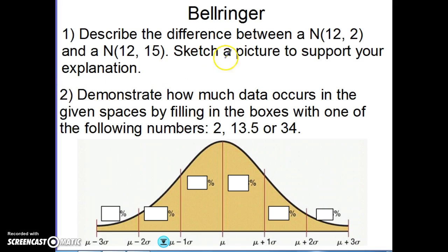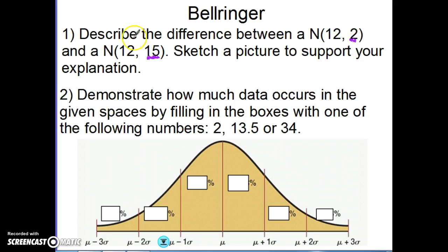Okay, so this would have been the bell work had I been here today. So let's go ahead and talk through it. Describe the difference between an N(12, 2) and an N(12, 15). So obviously we can see that the difference is that there's a 2 and a 15, right? So remember that these numbers represent the standard deviation. So if this one has a larger standard deviation than this one, that means this one's going to be more spread out. It's going to be low and wide. This one's going to be more tall and narrow.